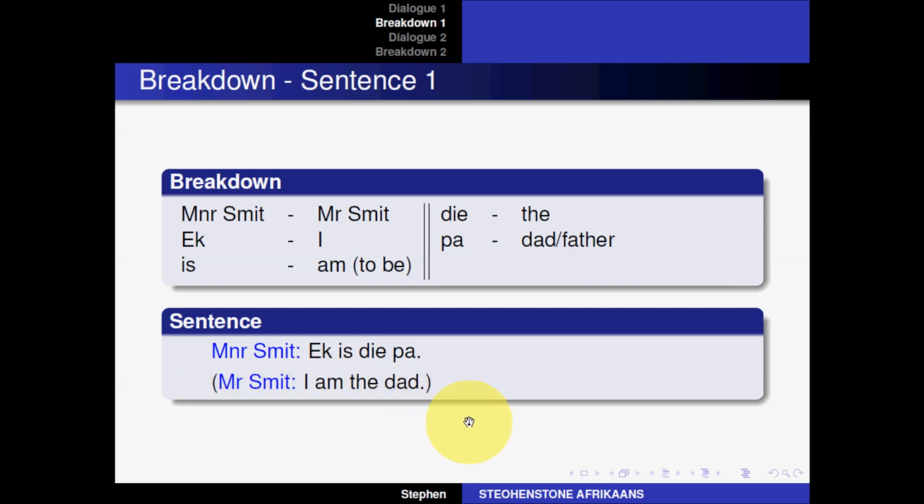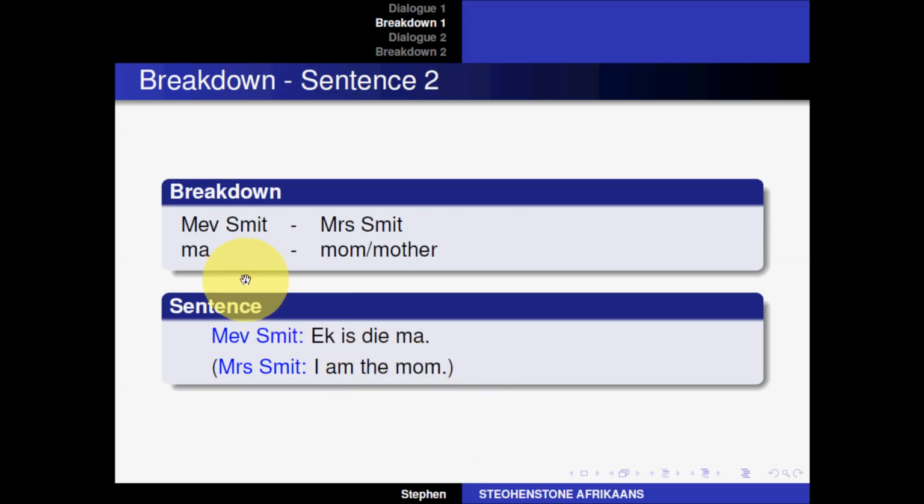So it's reasonably easy in the sense that it matches word for word, and we're just translating and matching the words and seeing what the Afrikaans versions of these words are. Let's look at the second sentence. Here the new words are Mevrou Smit means Mrs. Smit. So Mrs. is just in Afrikaans Mevrou, and that's the abbreviation. Ma means mom or mother. So the sentence is Mevrou Smit, ek is die ma. So Mrs. Smit says, I am the mom. So word for word, making it quite easy.